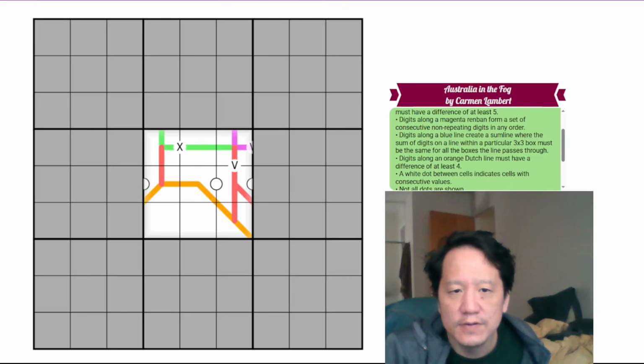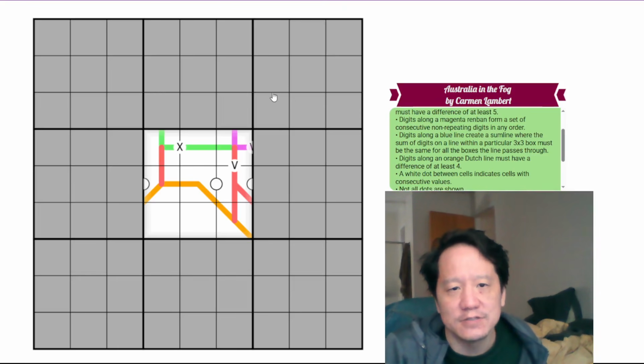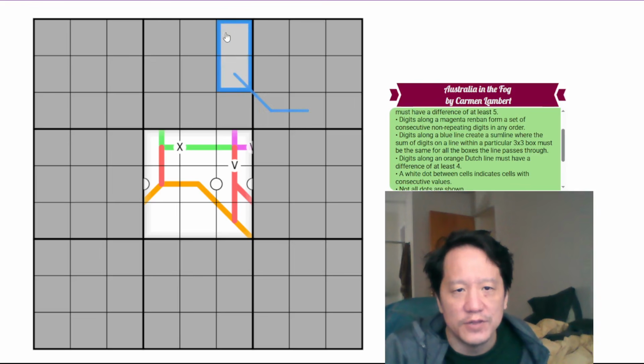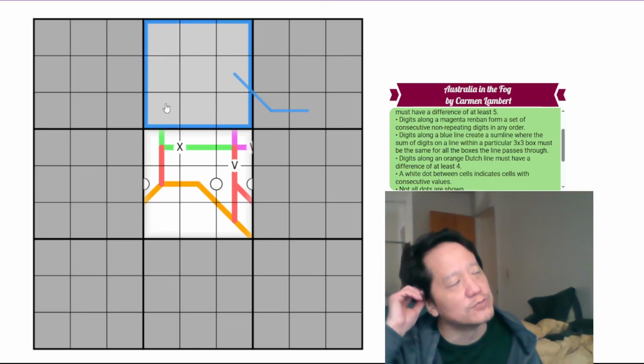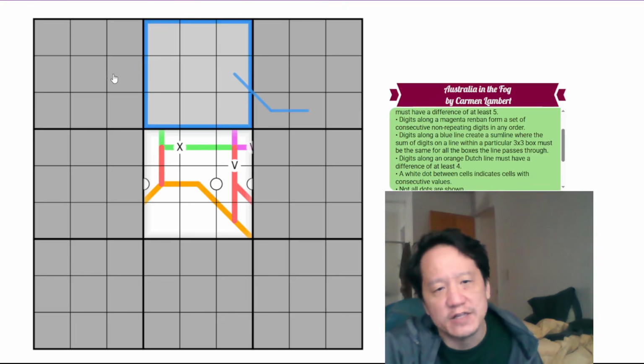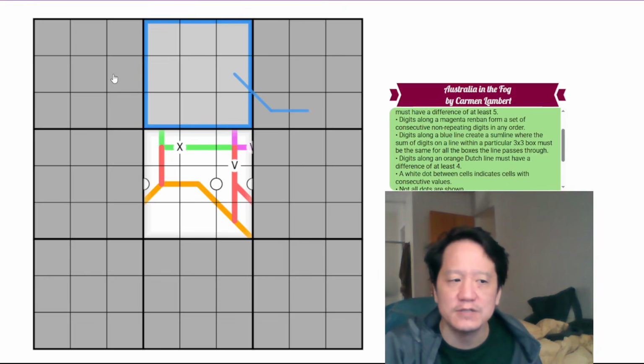Digits along a blue line create a sum line, where the sum of digits on a line within a particular 3x3 box must be the same for all the boxes the line passes through. Say we had a line something like this, then the digits here would have to add up to what the digits along this section must be. And I prefer the rule explanation where it says box borders divide the line, or region borders divide the line, into segments, all of which must sum up to the same sum.